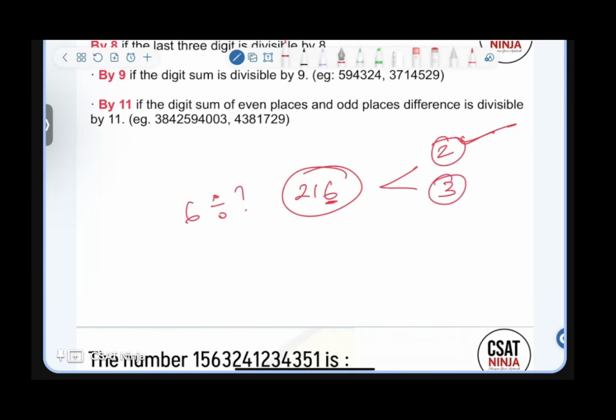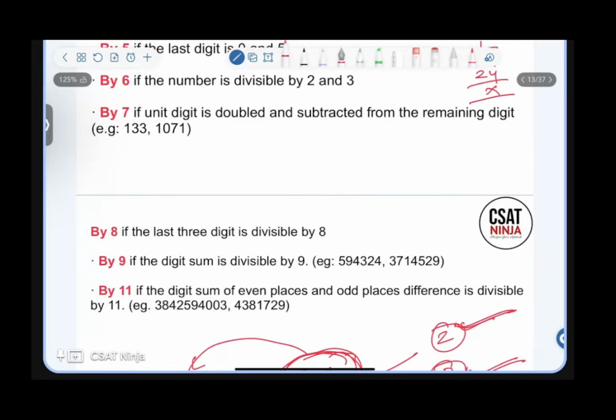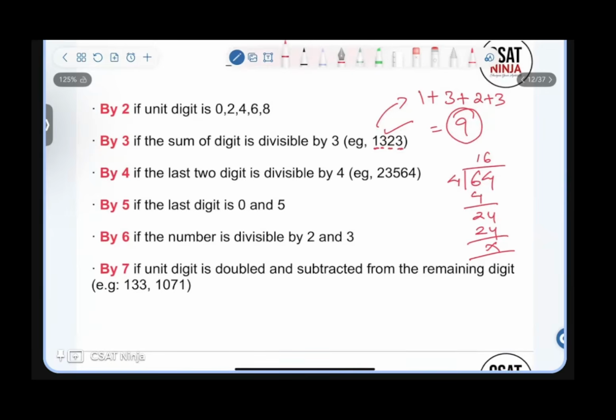How can we check that this number is divisible by 3? I need to sum 2 plus 1 plus 6. That means 2 plus 1 is 3, plus 6 is 9. So 9 is also divisible by 3. Since this 216 is divisible by 2 and 3, this number 216 is also divisible by 6. So for divisibility by 6, what we do is we check for 2 and 3. If you want to know whether a number is divisible by 6, we check whether that number is divisible by 2 and 3.